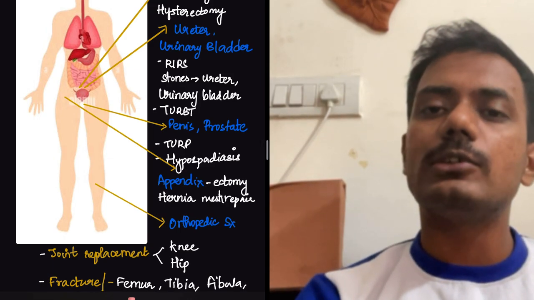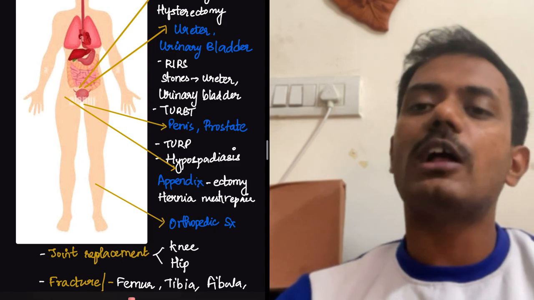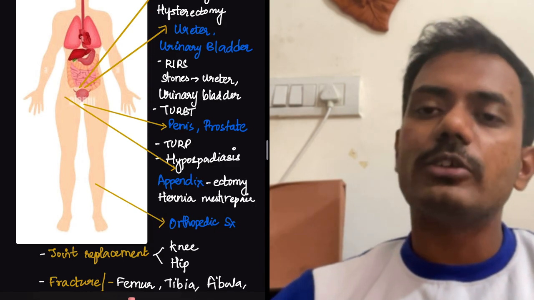When it comes to general surgery, the appendix is usually in the lower abdomen region, and also hernia, which is also in the lower abdomen region.